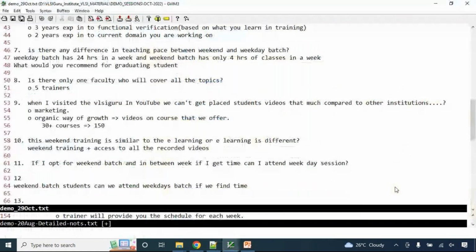No, no. Basically in e-learning you get access to the videos, plus there will be live weekend training. Now this is optional. If you want to attend, you attend. If you don't want to attend, you don't attend.